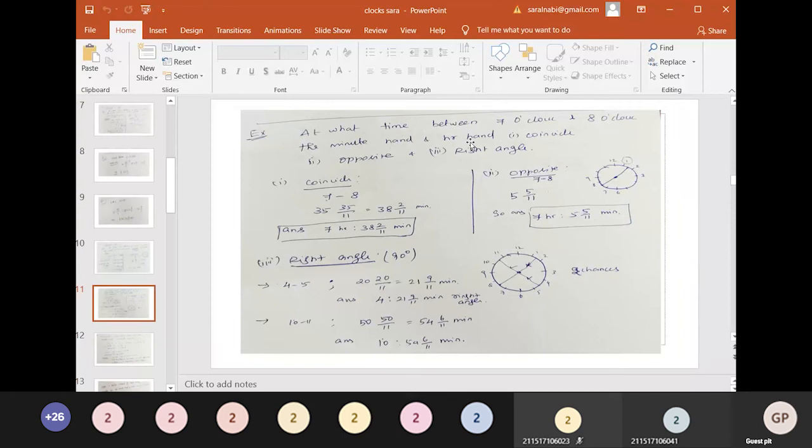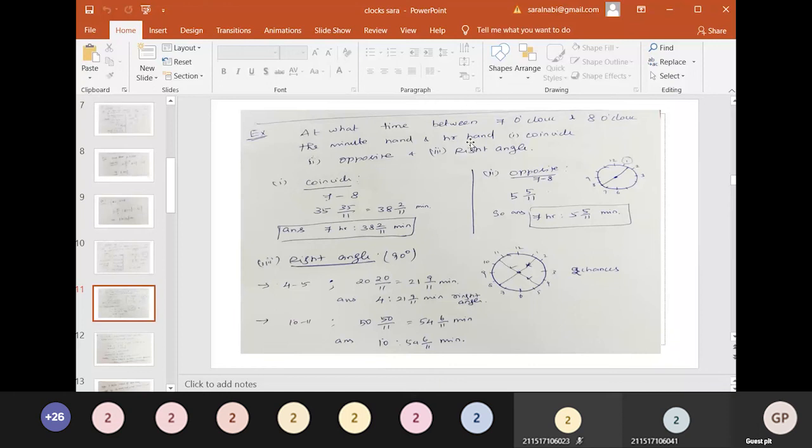Coincide angle you can find out very easily. For 7 to 8, you consider the lowest one, 7. So 7 into 5 is 35. You can write as 35 into 35 by 11, which you can convert into an improper fraction, which comes as 38 and 2 by 11 minutes. So the answer is 7 hours 38 and 2 by 11 minutes. At that time the hour hand and minute hand will coincide.